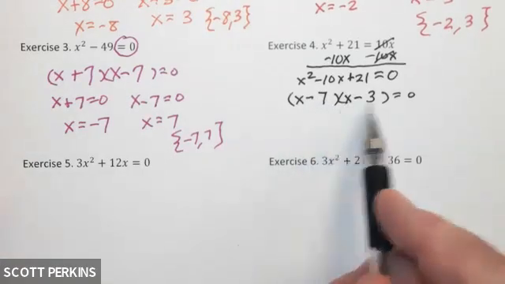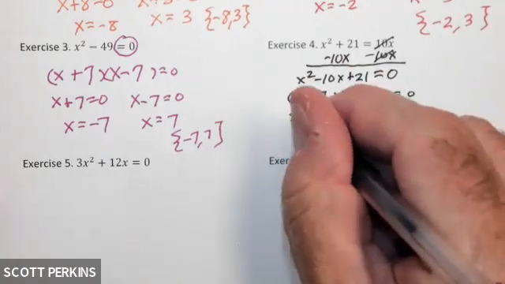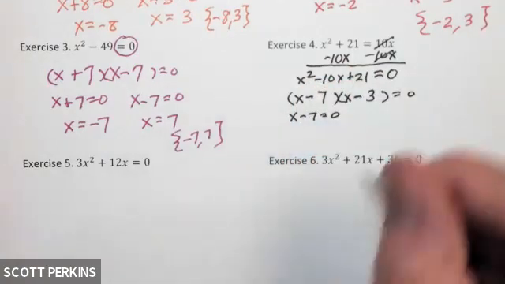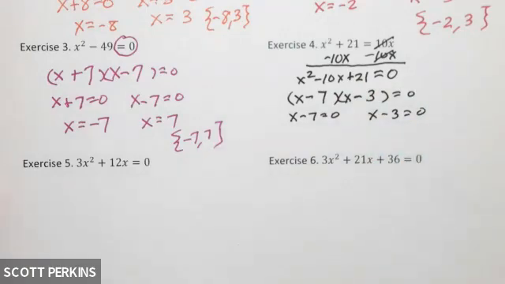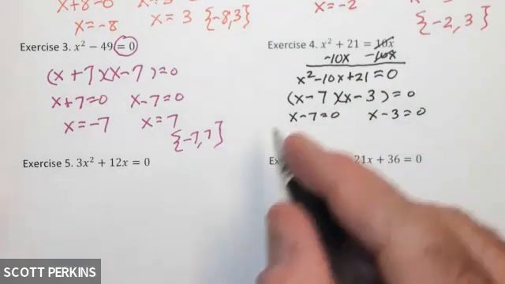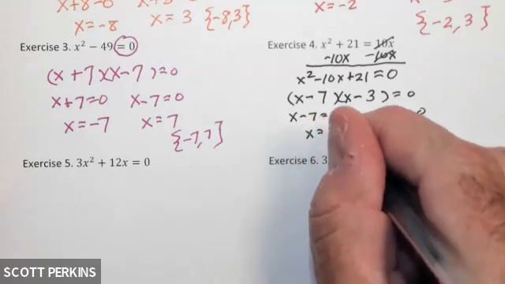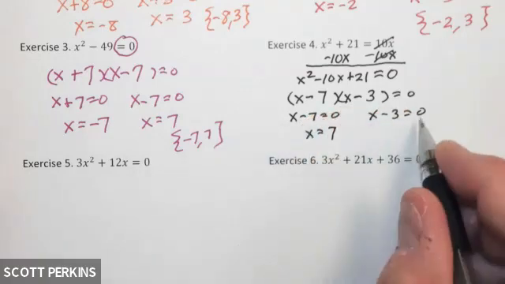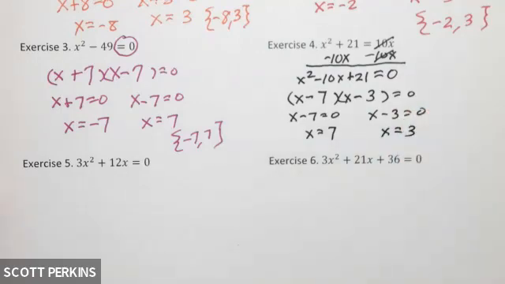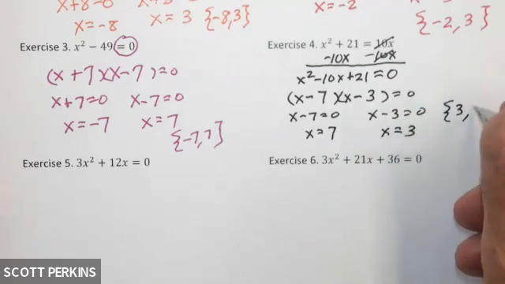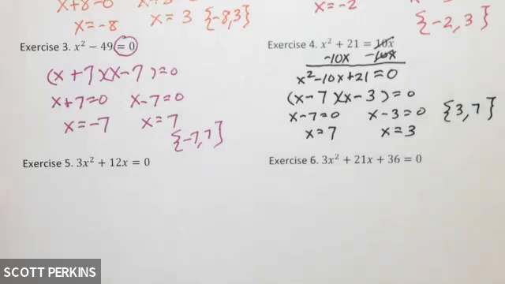Again, I've got two unknown numbers that I multiply to get 0. So that means either the first one equals 0 or the second one equals 0. If x minus 7 is 0, when I add the 7 to both sides, I get 7. If x minus 3 is 0, when I add the 3 to both sides, I get 3. So my solution set is the set with 3 and 7 in it.